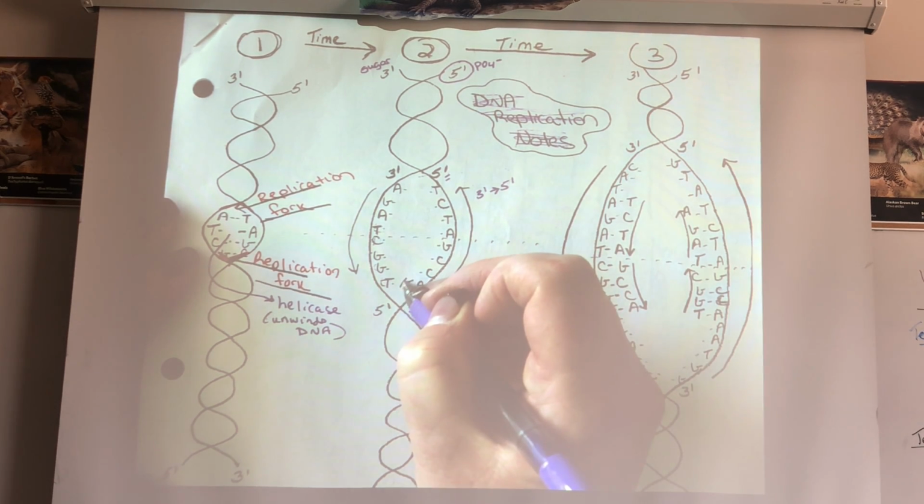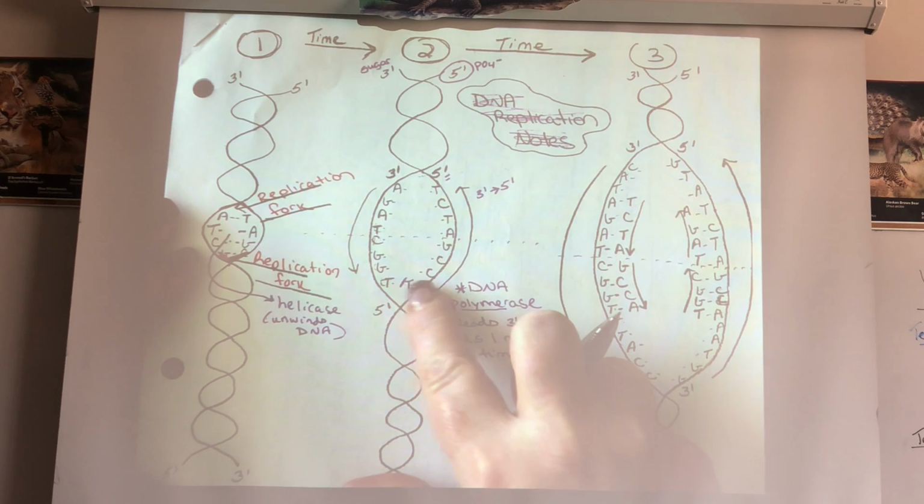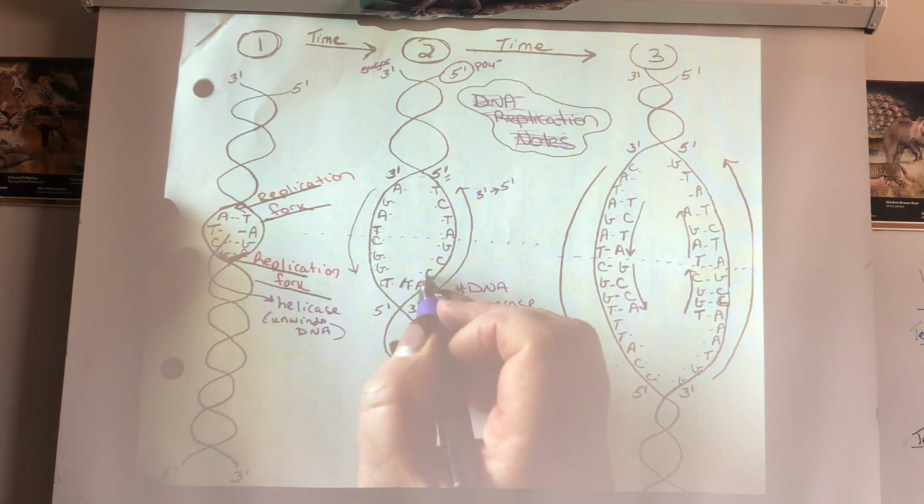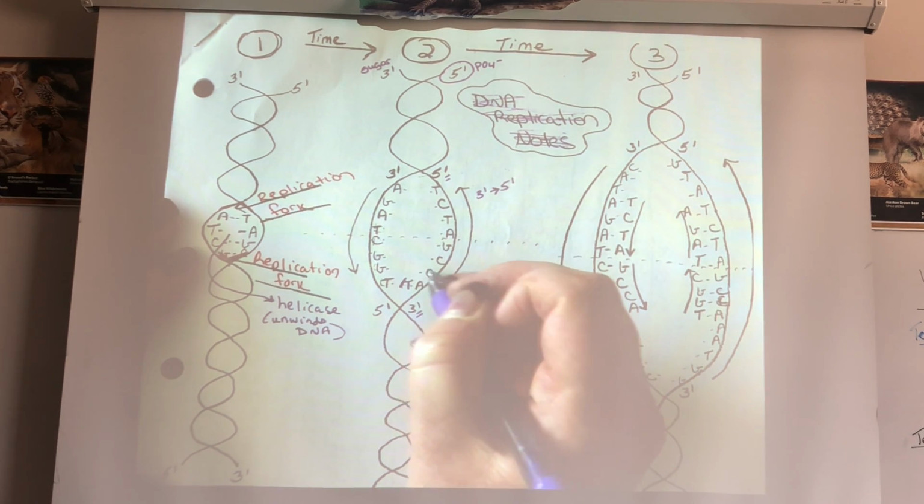The phosphates and sugars, we tend to just draw like the sides of a ladder, if you remember that. So T with its little phosphate and sugar. When it reads C, which nucleotide is it going to put next to C?